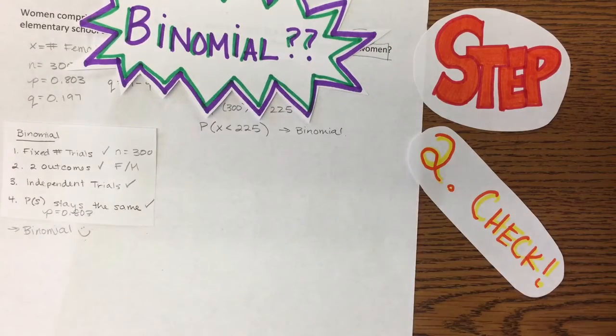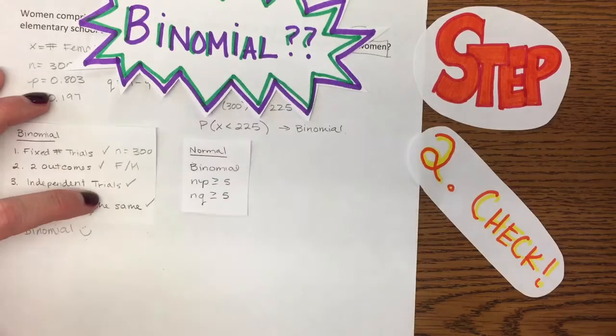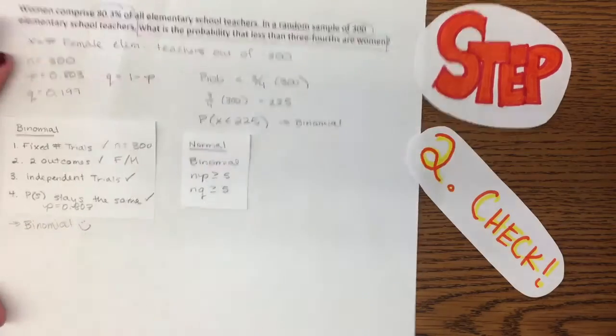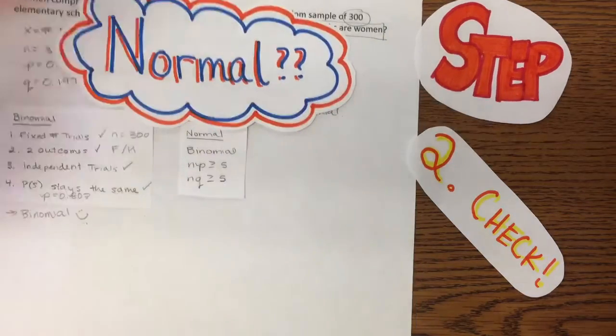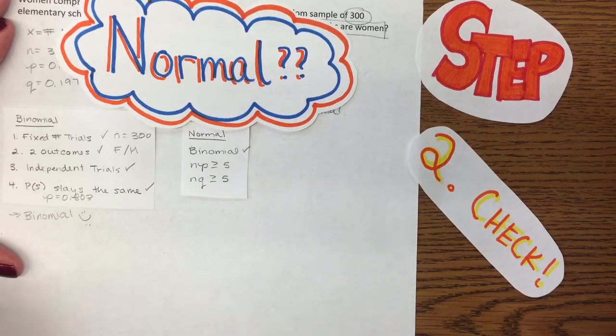The next thing I need to check is, do I meet the requirements for a normal approximation to the binomial distribution? The first requirement is that we have a binomial distribution. So here we're checking normal. Here I have a binomial distribution. That worked. So yes, I do have a binomial distribution.